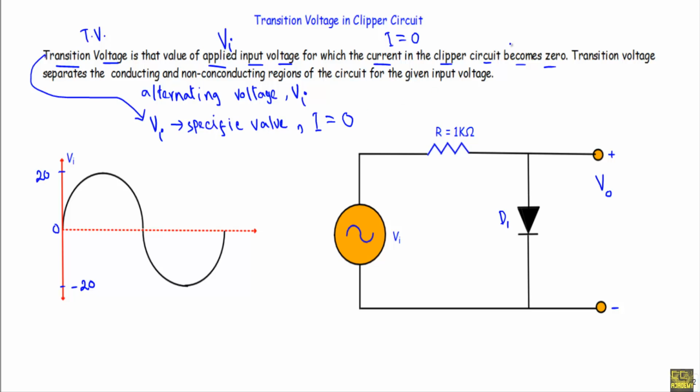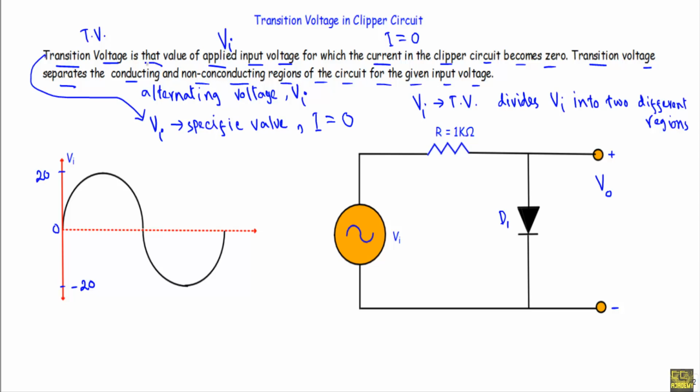We can also say that the transition voltage separates the conducting and non-conducting regions of the circuit for the given input voltage. What does that mean? That means we have a value of input voltage Vi that divides the input voltage into two different regions. One will indicate the conducting state, another region will indicate the non-conducting state of the circuit.